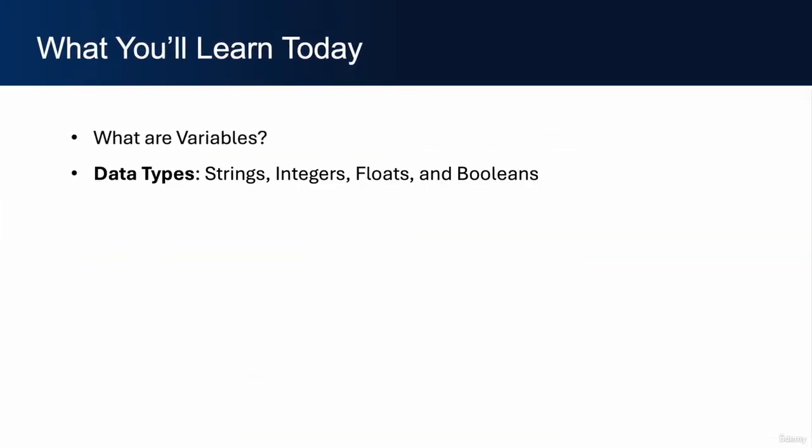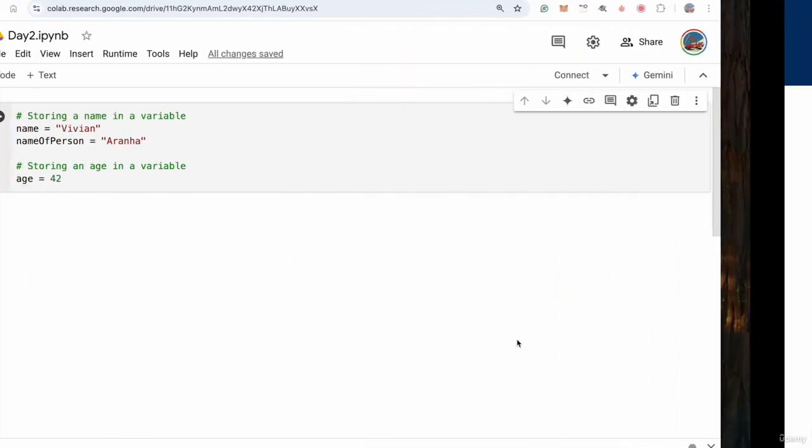Next, let's talk about data types. Python has different data types for storing different types of information. The ones that we know are strings, which have text enclosed in quotes, integers, which are whole numbers, floats, which are decimal numbers, and booleans, which are true and false values. So let's go ahead and look at these examples.